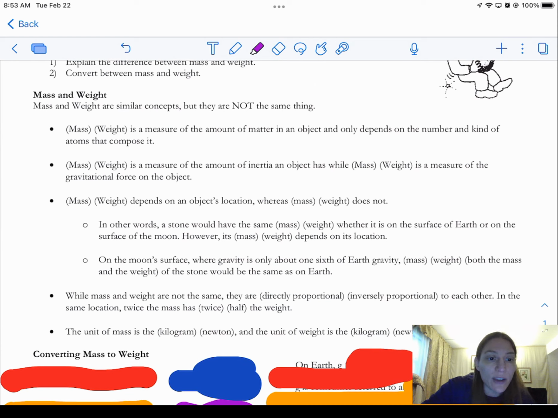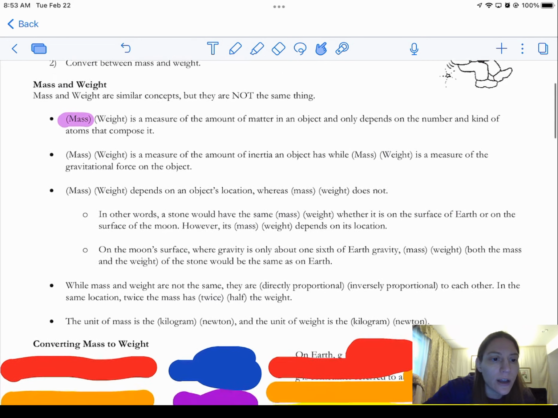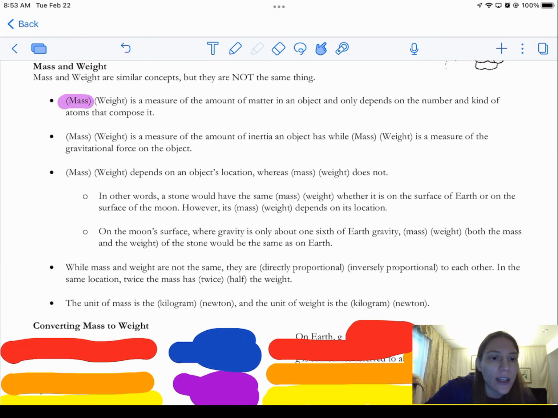So which one is the measure of the amount of matter in an object and only depends on the number and kind of atoms that compose it? That would be mass. So we're going to go ahead and circle that one. I'm going to highlight it. The next one, which one is the measure of the amount of inertia an object has? That one, remember, that's the resistance to a change in the motion. That would be the mass.